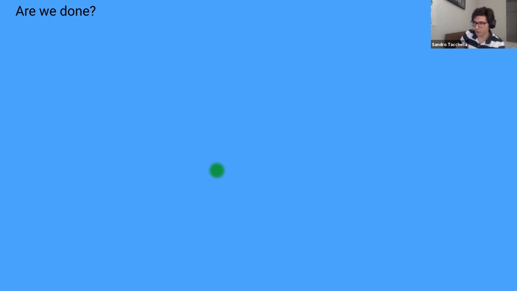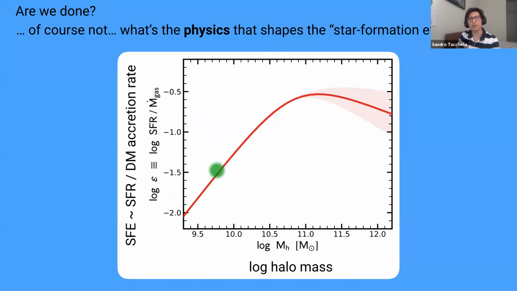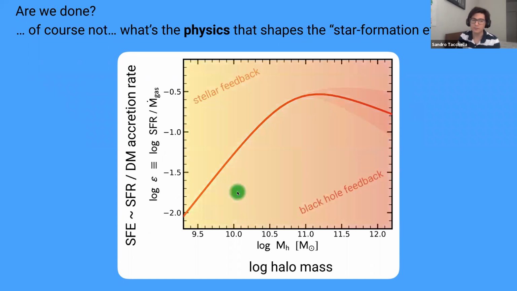And the answer is, of course, no, because I didn't really discuss the physics that shapes the star formation efficiency. So most of these models have some kind of a star formation efficiency that is parameterized as a function of halo mass. And it looks something like this, but then of course the question remains, what is the physics? Why are halos that are in this regime able to form stars more efficiently than galaxies down here?